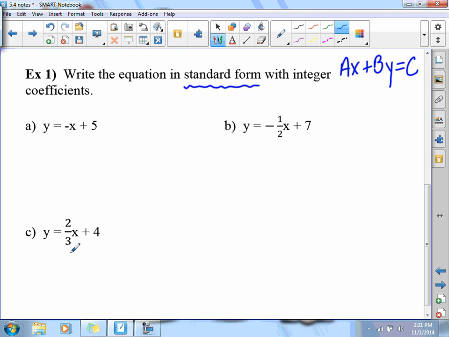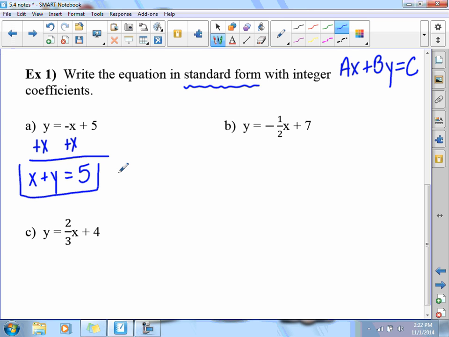Since they're all in slope-intercept form, I'm going to move that x term over to the side where the y term is. So for part A, I'm going to add x to both sides. Now, standard form has the x coming first and then the y. So I'm going to write it that way. x plus y equals 5. And that's all I need to do for that one. I don't have any fractions or decimals. A is already positive.